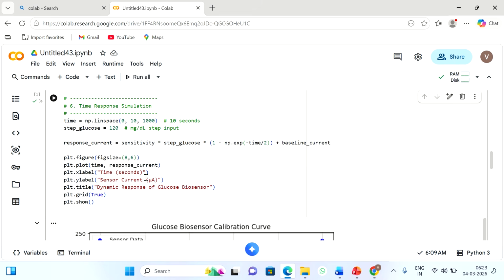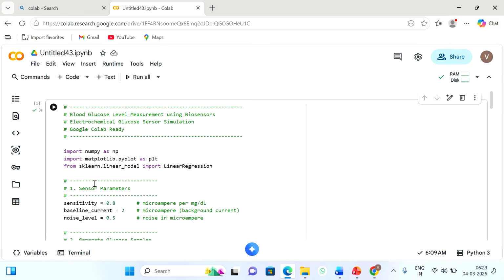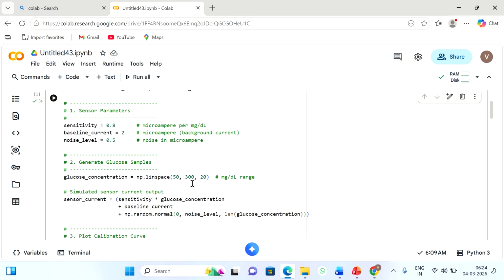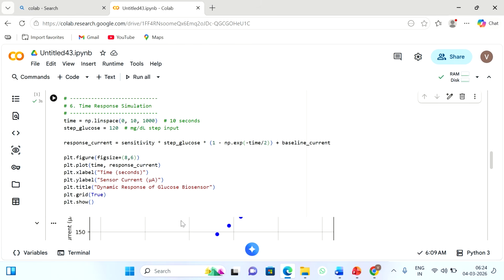And then what is the complete mathematical model used? First, the static model: I equal to SC plus I naught plus noise. Then the inverse model: C equal to I minus I naught divided by S. Then the dynamic model: I of t is equal to SC into 1 minus e power minus t by tau plus I naught.